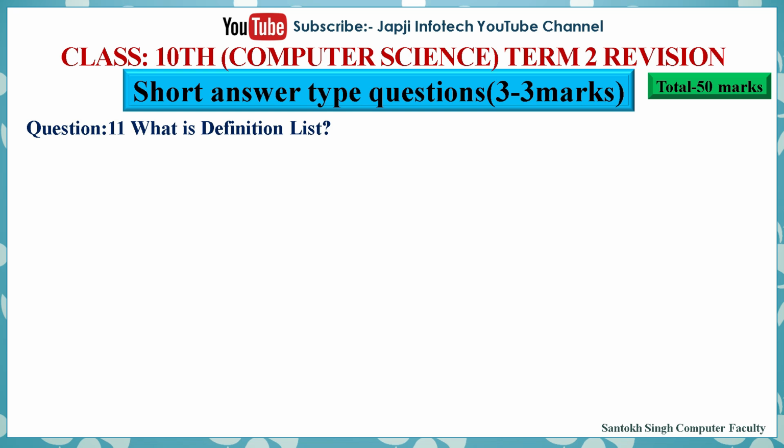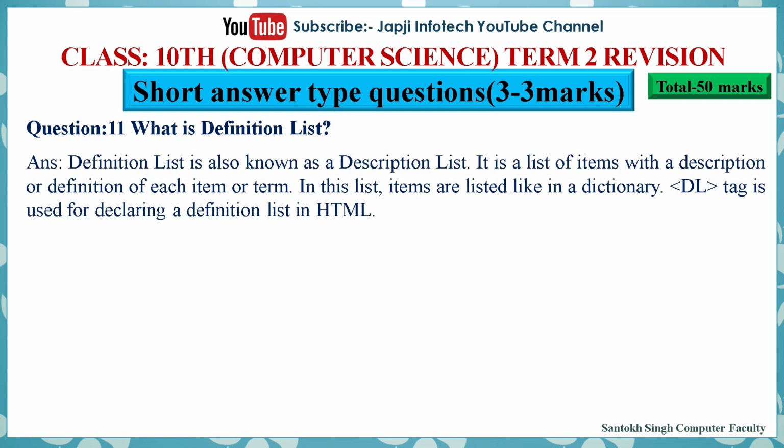And 11th question is what is definition list, and the answer is definition list is also known as description list. It is a list of items with the description or definition of each item or term. In this list, items are listed like in a dictionary. So DL tag is used for declaring a definition list in HTML.